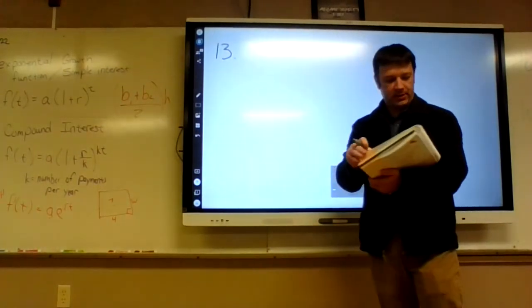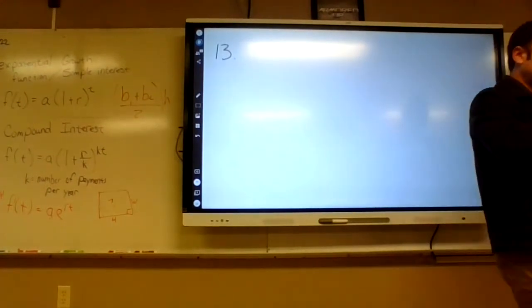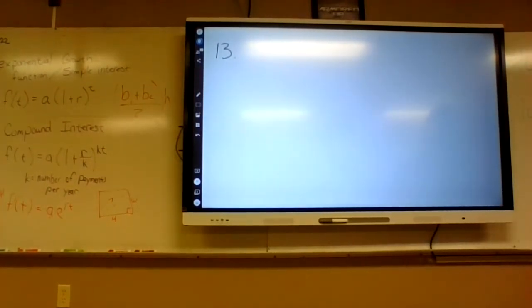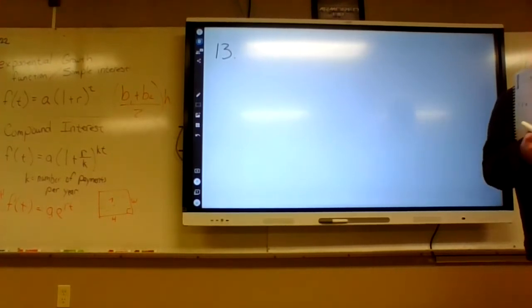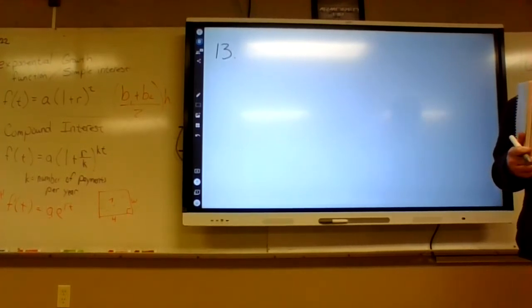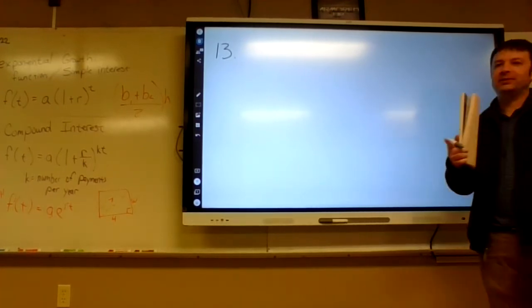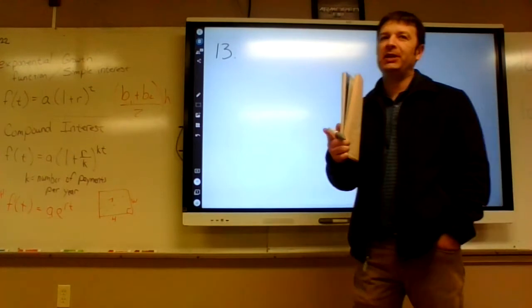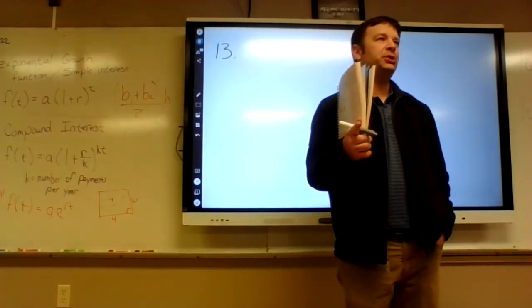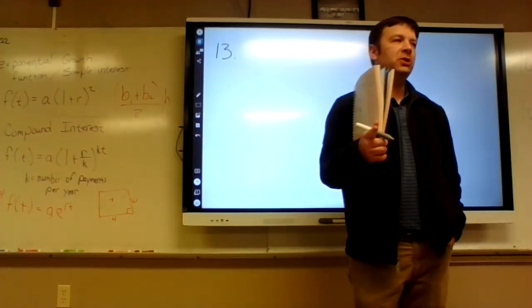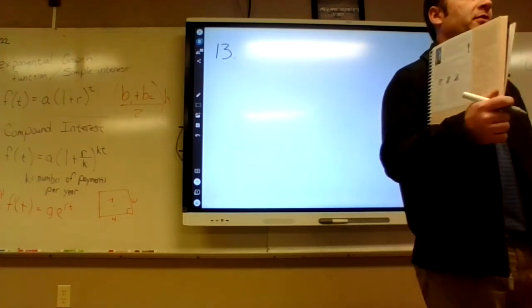All right, 13. Wrong page. Shoot. Find a hexahedron. You guys remember what a hexahedron was? Six-sided polyhedron. What would a six-sided polyhedron look like if all the sides were the same?